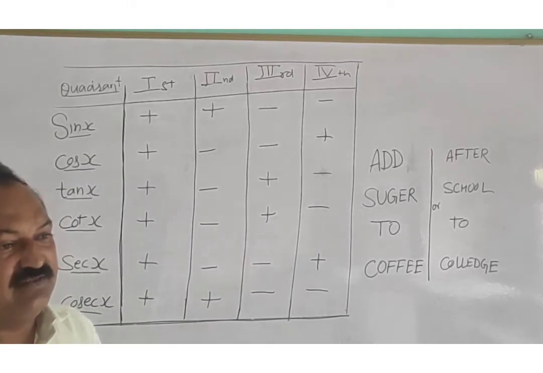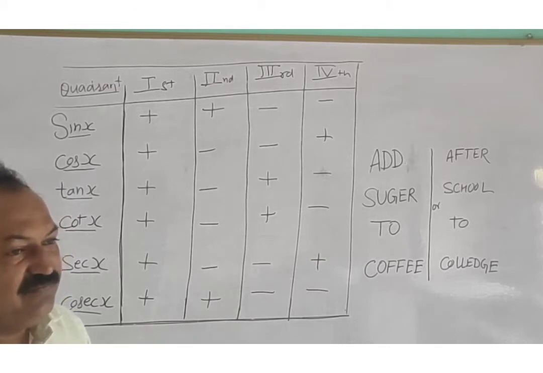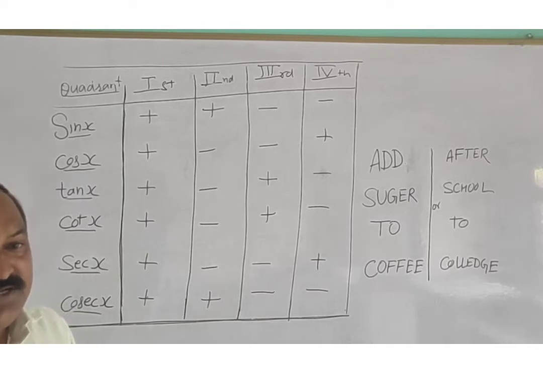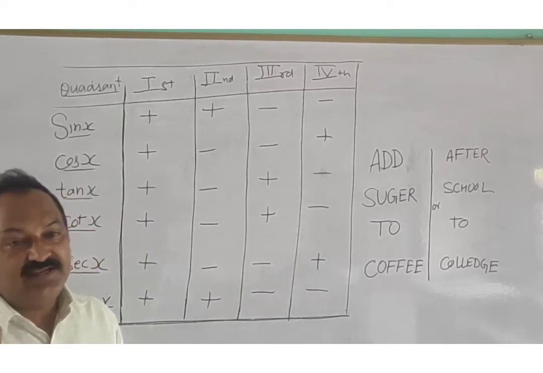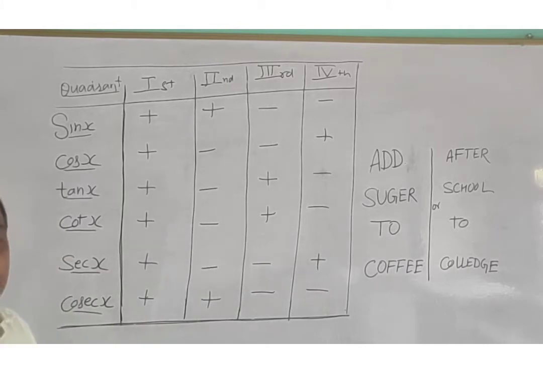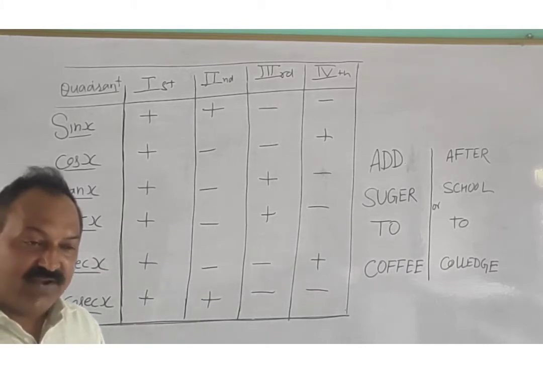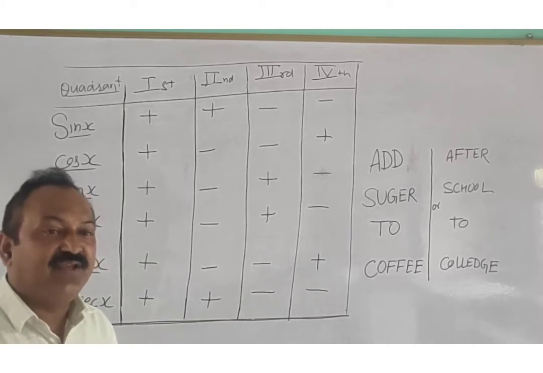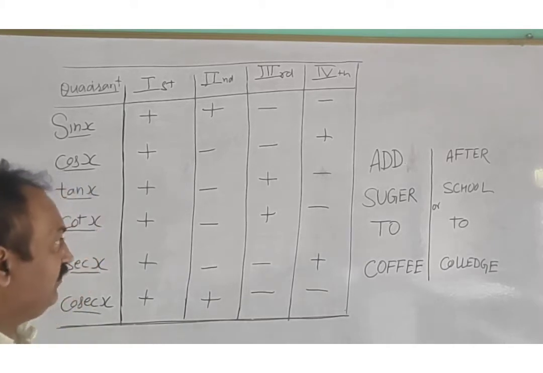So in order to remember the signs of these trigonometrical functions in various quadrants, we have 4 quadrants. First quadrant lies between 0 and 90 degree. Second quadrant lies between 90 and 180 degree. Third quadrant lies between 180 and 270 degree. And the last quadrant lies between 270 and 360.